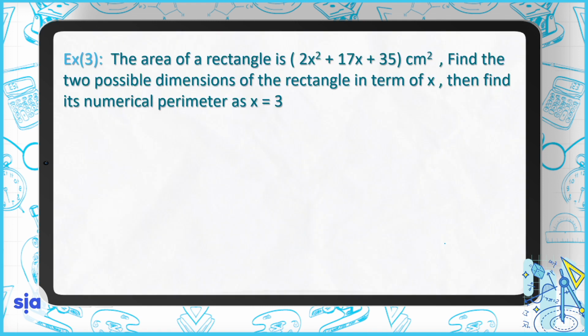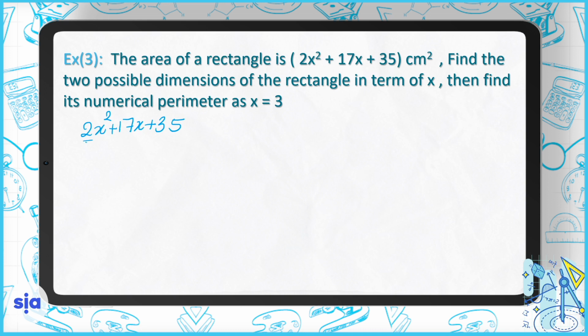Let's now go to another type of question, which is the word problem. Exercise number 3, the area of a rectangle is 2x squared plus 17x plus 35. Find the two possible dimensions of the rectangle in terms of x, then find its numerical perimeter as x equals 3. As long as the area is the length times the width, we want to find the two brackets that are multiplied together to give us 2x squared plus 17x plus 35.